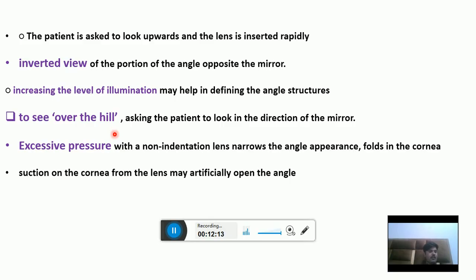Excessive pressure with a non-indentation lens will narrow the angle appearance. This is in contrast to the effect of pressure during indentation gonioscopy. Excessive pressure also causes folds in the cornea that compromise the clarity of the view. In some eyes, suction on the cornea from the lens may artificially open the angle. Awareness of the need to avoid retrograde as well as anterograde pressure on the lens will tend to prevent inadvertent distortion.